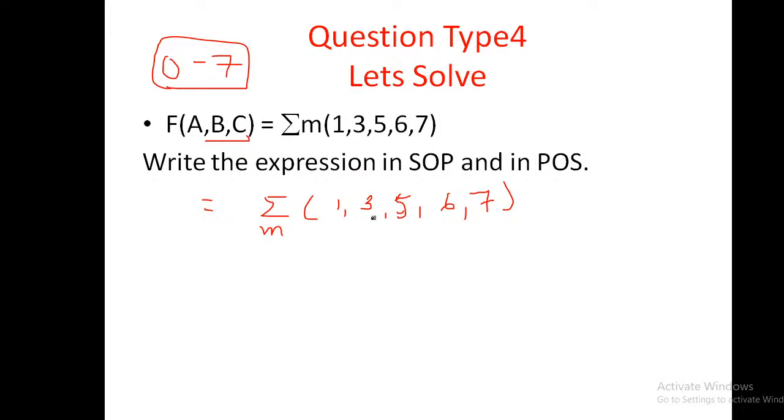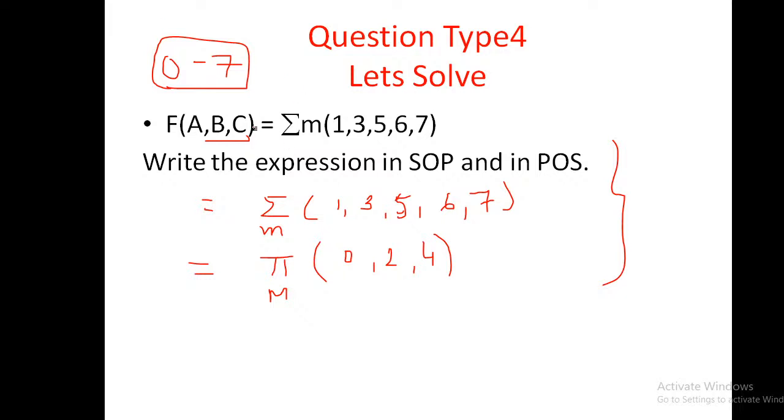So 1, 3, 5, 6, 7 are gone. What are the remaining things? We will put the remaining ones in the POS term: 0, then 2 is missing, and 4. So I can directly convert this SOP into POS this way. Is it understandable? 0 is also there. It's not just 2 and 4; you need to consider 0 here also, because we are considering 0 to 7. So 0 will be there for this also.